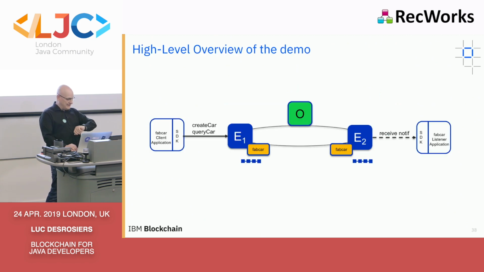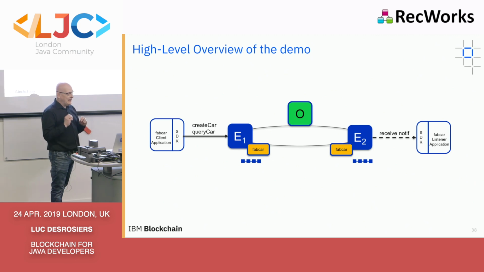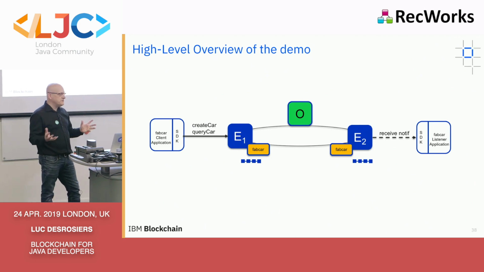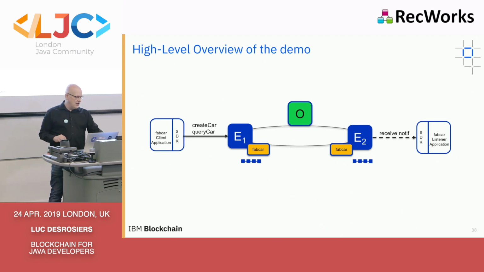The scenario, and good thing I kept it short, is a very simple one. I could have gone with a full-fledged business use case, but I decided this is a technical audience, so I kept it on the simple side. What we're going to have is a client that creates a car and then can query a car. I'm going to have a smart contract that runs the car creation, and I'm also going to have a listener that gets notified of new transactions being received.